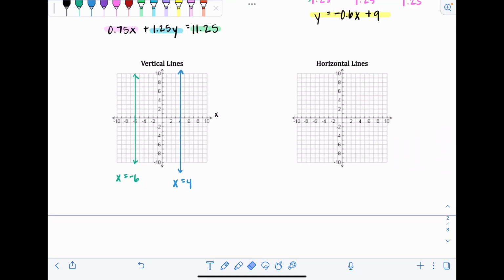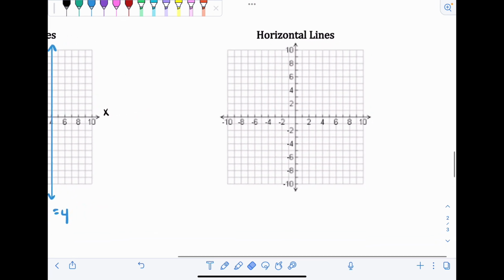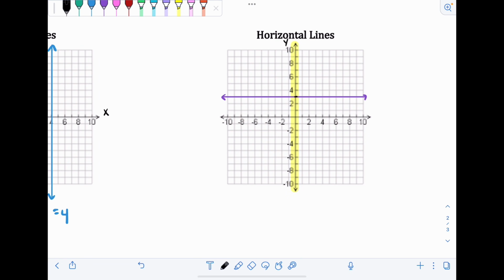Okay, so if vertical lines are like x equals, then horizontal lines must be the opposite. So horizontal line means it goes side to side. So let's say I have this line right here. If I want to write the equation of the line, I look at what axis it's crossing, which is the vertical axis, which is the y-axis. And then I look at what number it's crossing at. We can't see it, but it's crossing at 3. So that means that the equation of this line is y equals 3.